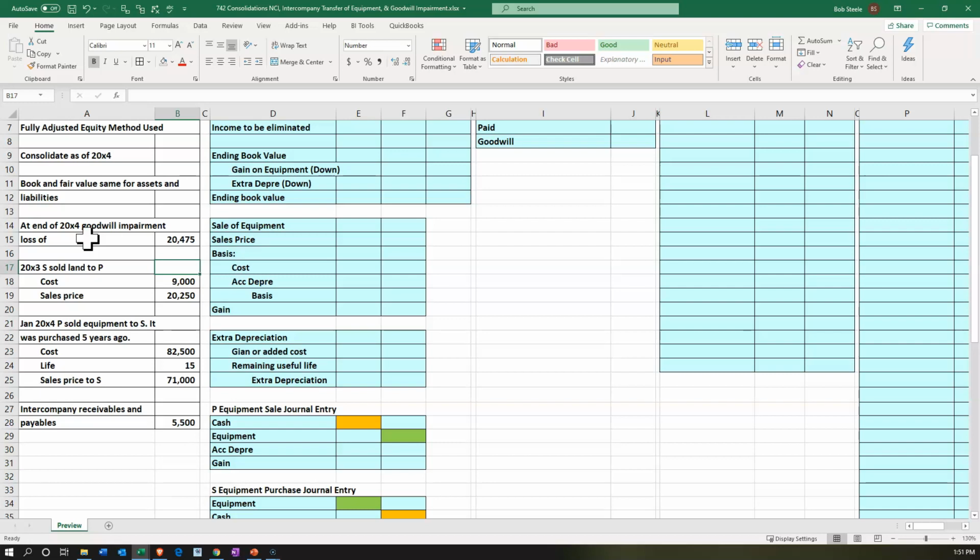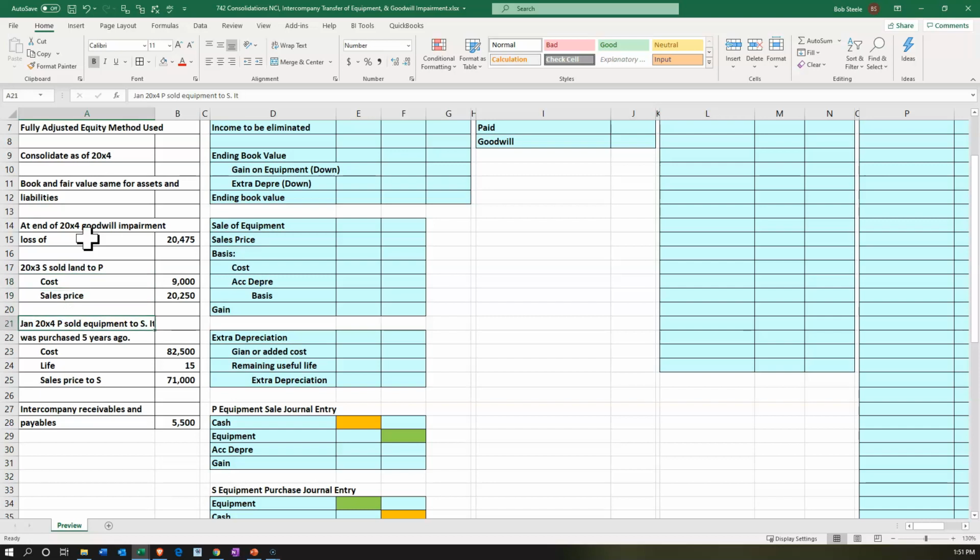Then we have in 2000 X3, S sold land to P. This is kind of one of the new things that happened here. We have a sale of land that's being sold from S to P, so subsidiary to parent, an upstream type of sale. Note, however, the sale took place last year, not in the current year. And if you're dealing with land, it should be a little bit easier because we don't have to deal with the accumulated depreciation and depreciation expense related to it.